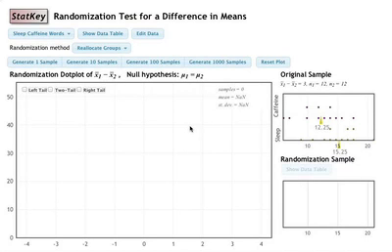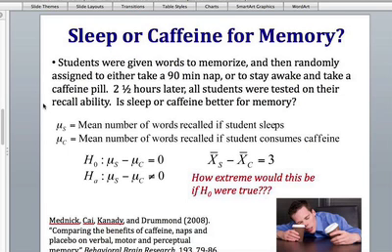Hi, in the project you'll see this JavaScript demonstration provided by StatKey. It's a website that I just linked into the project, and it's trying to demonstrate the following problem, which they provide through a PowerPoint. Students are given words to memorize and randomly assigned to either take a 90-minute nap or stay awake and take a caffeine pill.